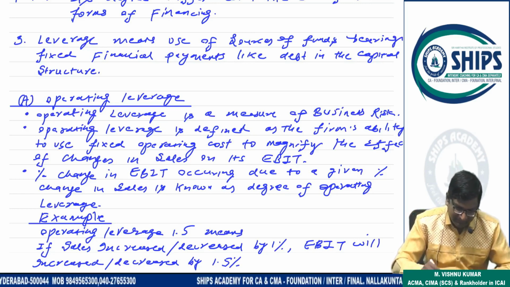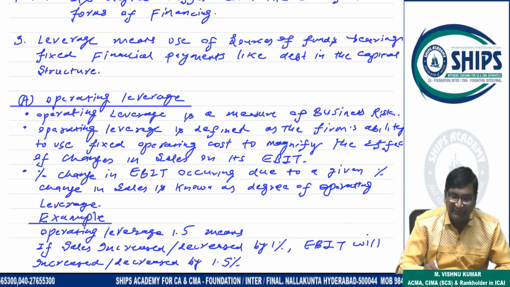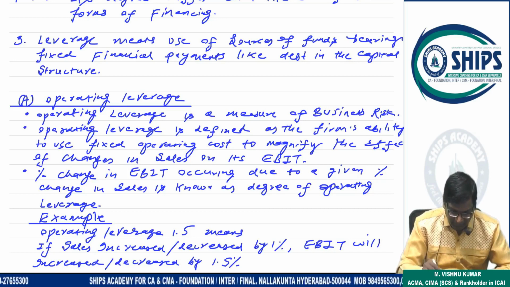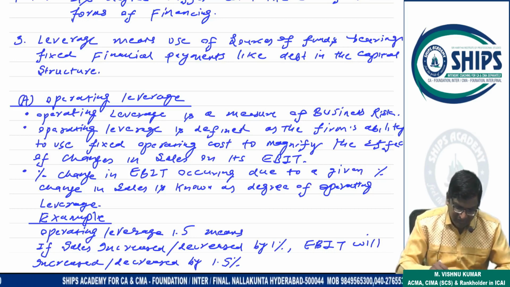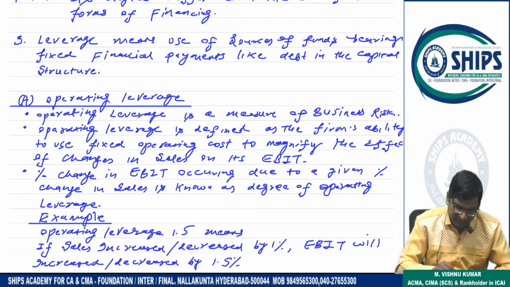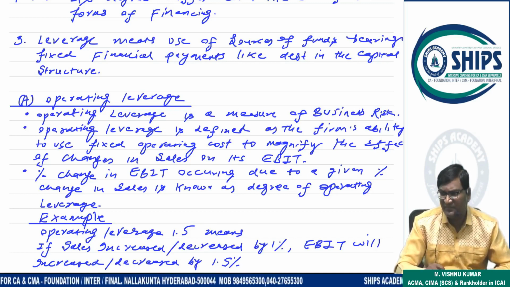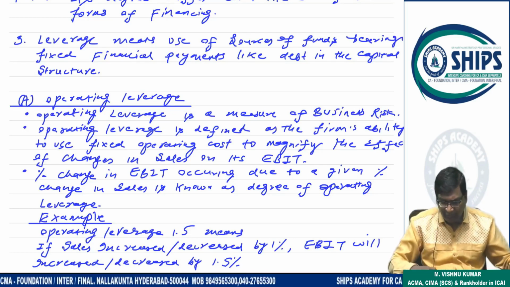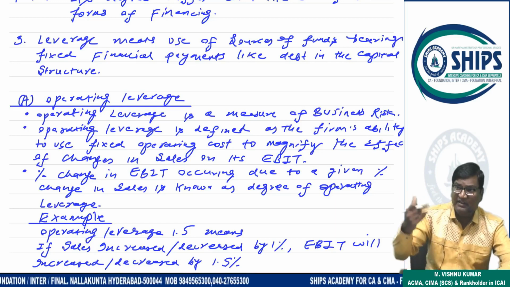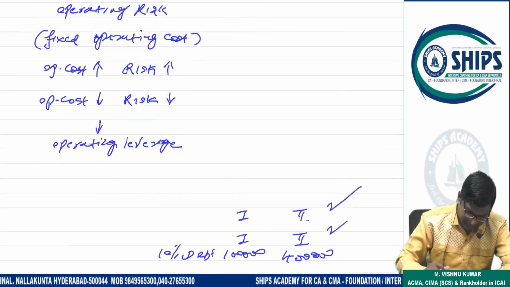That is why the wording is: use fixed operating cost to magnify the effect of change in sale on its EBIT. So percentage change in EBIT occurring due to a given percentage of change in sale. So this is the formula actually, meaning how to calculate the operating leverage. Operating leverage is calculated in two different ways.